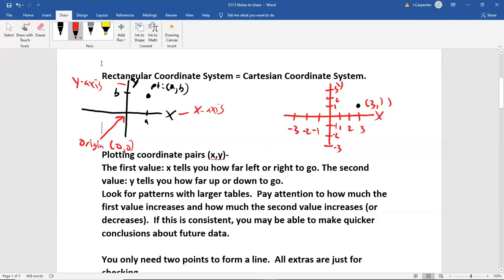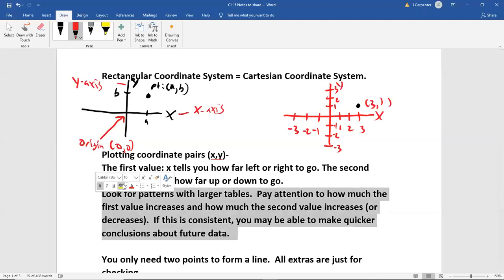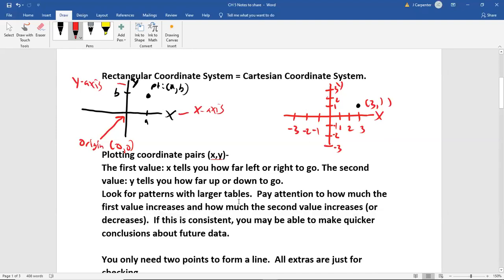So in this QR class, one of the bigger issues we're going to have ultimately is looking for patterns with larger tables. Pay attention to how much the first value increases and how much the second value increases. When I say first value, I mean the left ones, and when I say second, I mean the right ones. If these are changing in a consistent pattern, you might be able to make a quicker conclusion about future data. I'm going to pause on this idea until we actually get into our guided worksheets, but this is going to come up. Trust me. So this is a great idea for time saving.